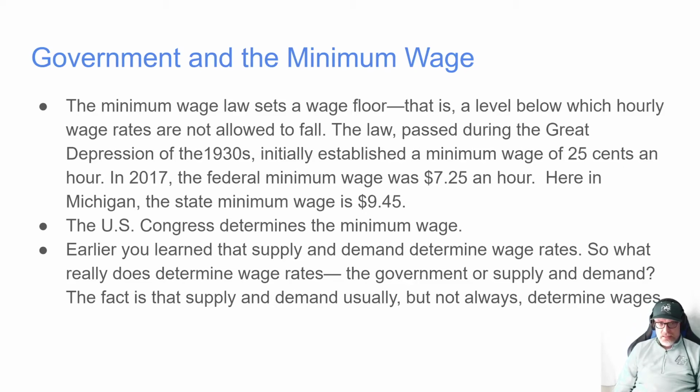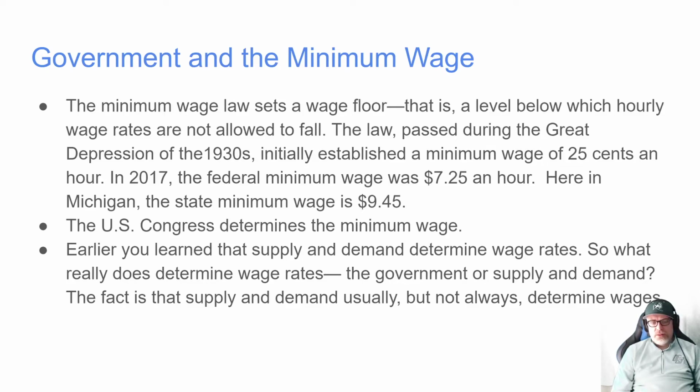And in 2017, the federal minimum wage was increased to $7.25. And here in Michigan, the minimum wage is $9.65. It was $9.45 when I made this presentation, but it's gone up. So the president has nothing to do with setting the minimum wage rate. They talk about it when they run for president, but it's the Congress that determines what the minimum wage is. They're the only entity that has the power to increase or decrease the minimum wage.